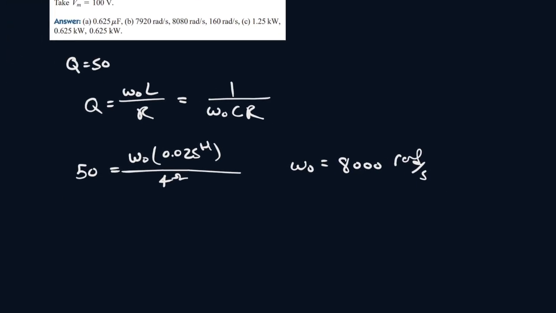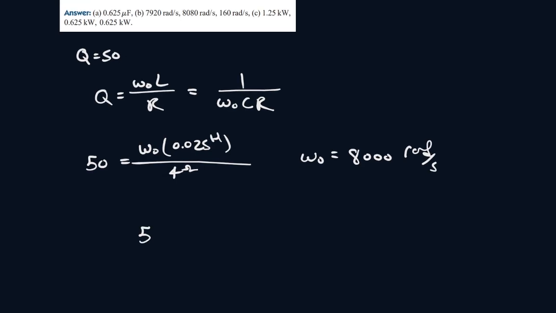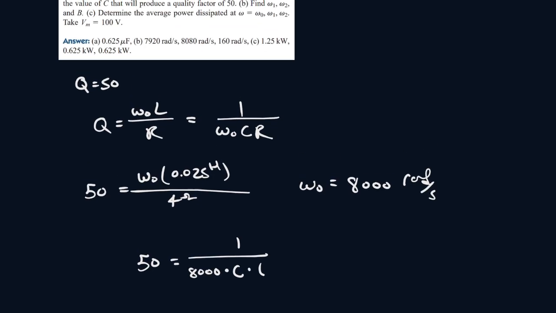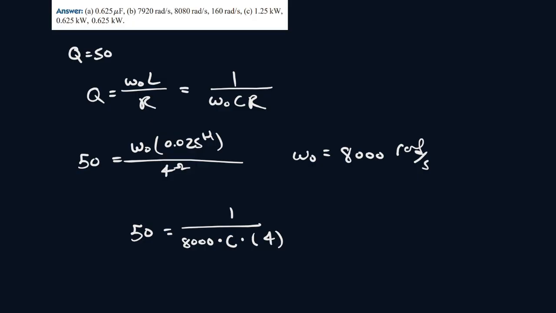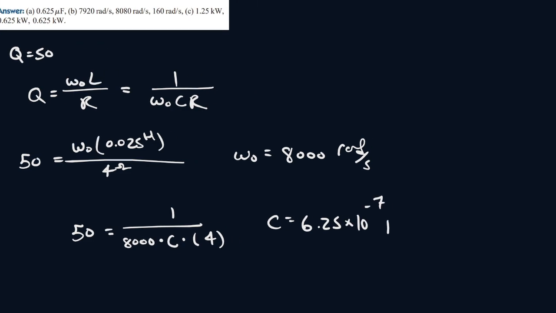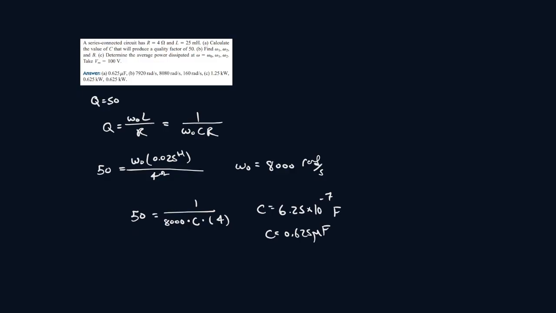Now we can solve for C. So again, 50 is equal to 1 over omega O C R. Omega O is 8,000 times C times R, which is 4. And solving for C, you should get 6.25 times 10 to the power of minus 7 farads, which is 0.625 microfarads. Okay, so that's the first part done.